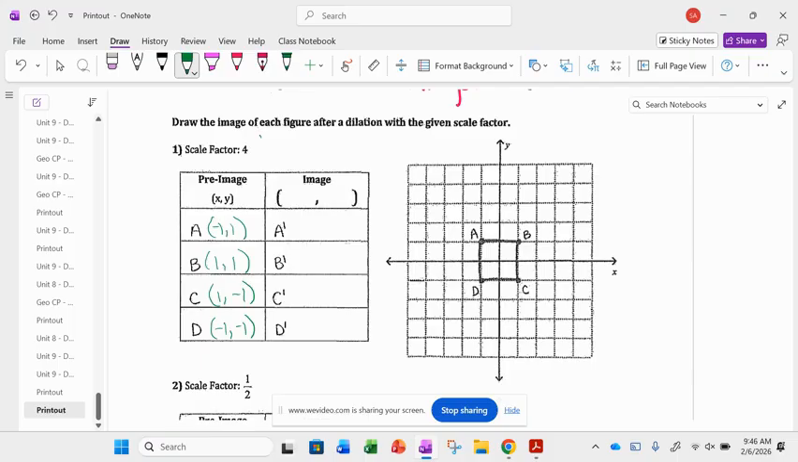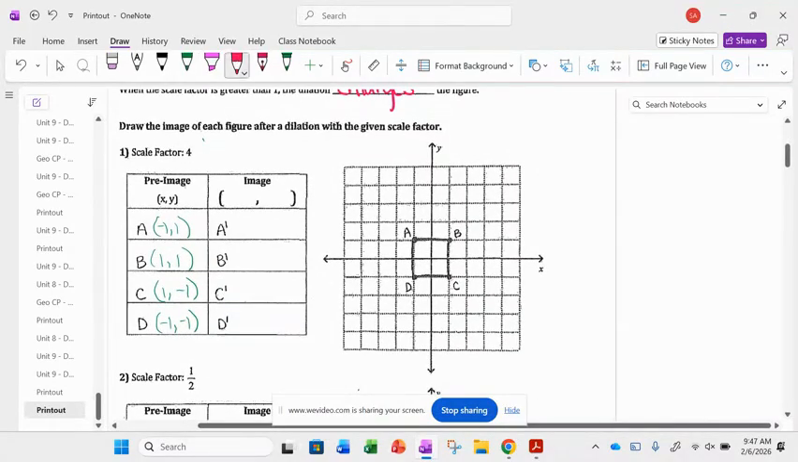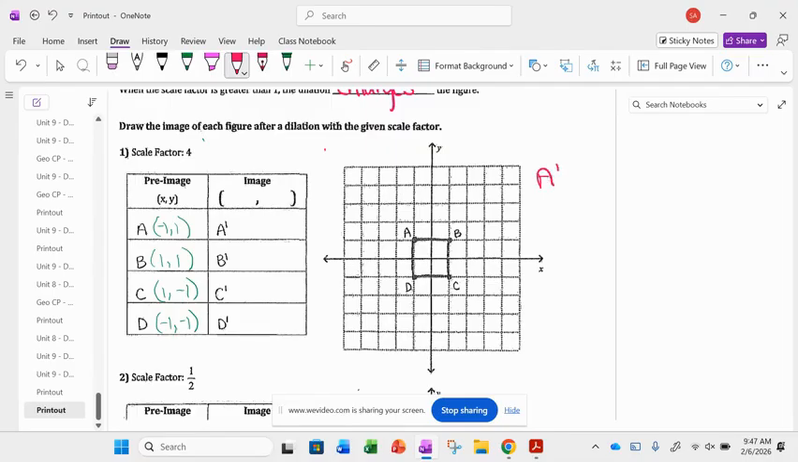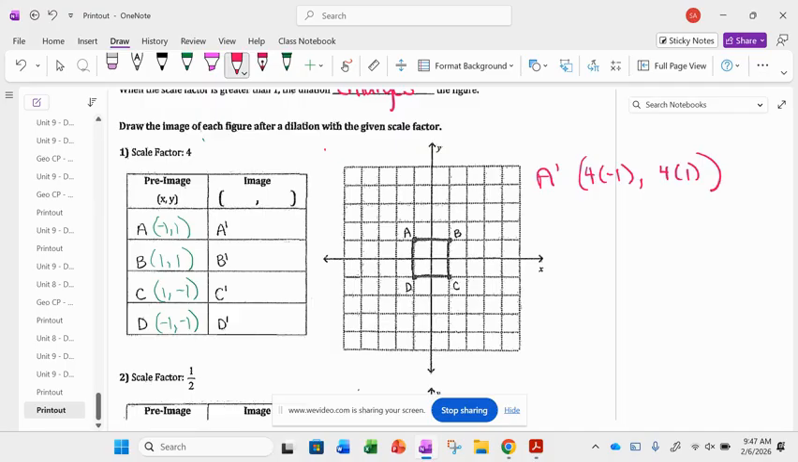Now we're going to dilate the square. To dilate the square, we take all the pre-image coordinates and multiply them by 4. The new image that we get is not going to be the point A. You put an A with a little slash on top, and you read that A prime. To get to A prime, we do 4 times the x coordinate and then 4 times the y coordinate. So my A prime becomes (-4, 4).